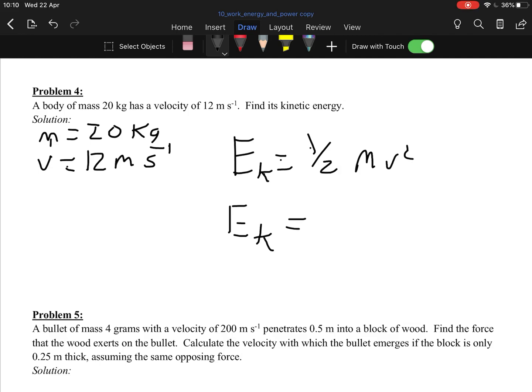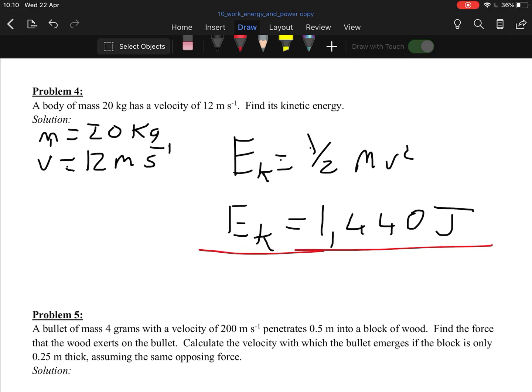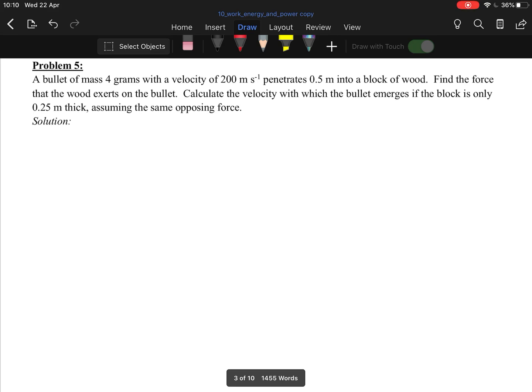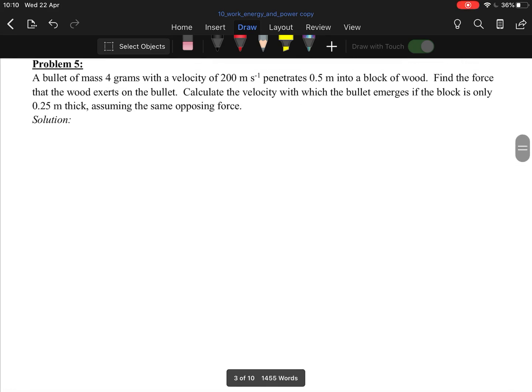So you basically just put in your values and you should get your kinetic energy. I did this earlier, so I got 1,440 joules. So 1,440 joules is your kinetic energy for this one. Fairly straightforward one. The next one though is typical of an exam paper.